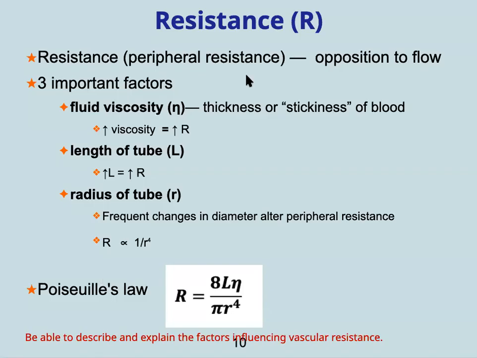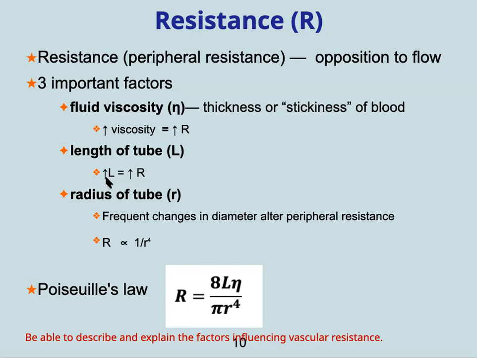The resistance of blood vessels, abbreviated R, measures the opposition to flow within blood vessels. There are a few important factors that play a role in determining vascular resistance. One is how thick the blood is, in other words, fluid viscosity, and this is the Greek letter eta. You can see that viscosity is directly proportional to resistance. That means if you increase the thickness or viscosity of blood, you're also increasing resistance.